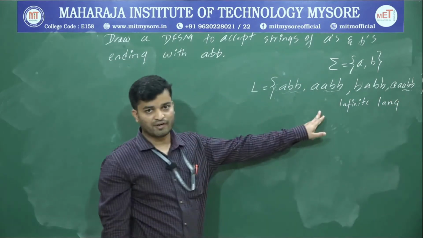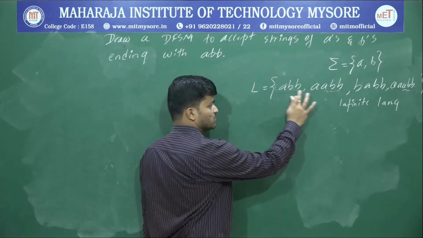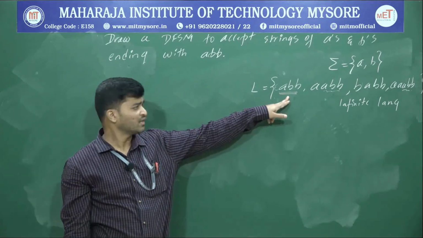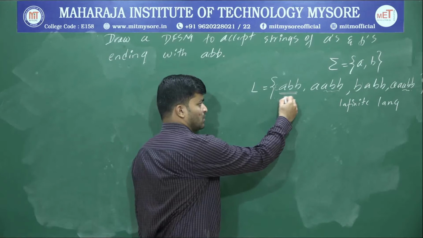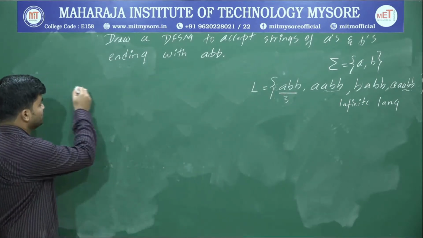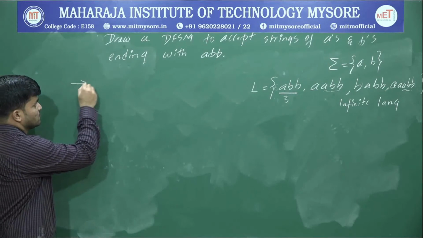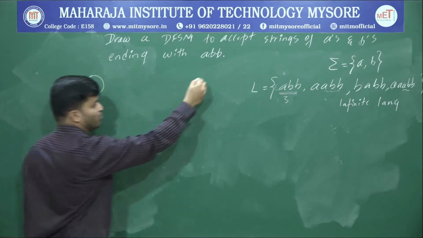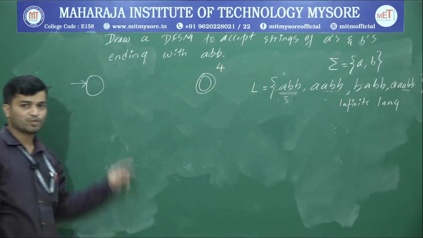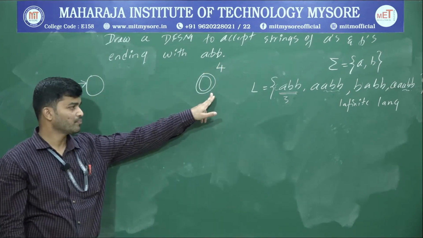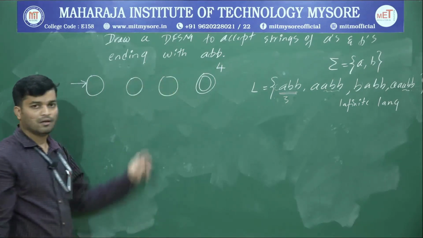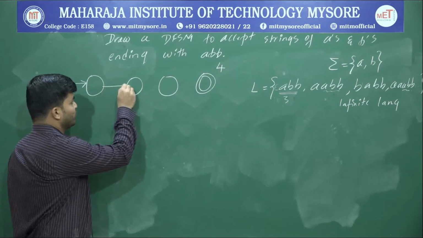Whenever the language is infinite, just underline the minimum length string. What's the minimum length string? ABB. What's the length of that? It is 3. If it is 3, how many states? 4 states. So out of 4, one should be the start state, one should be the accepting state, and the remaining 2 should be intermediate states.